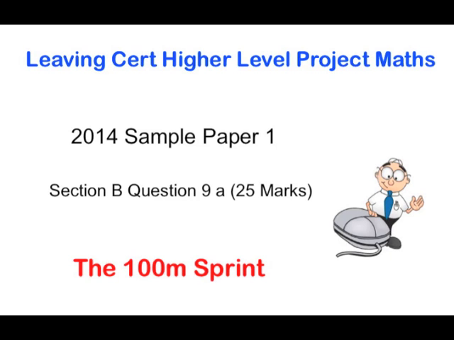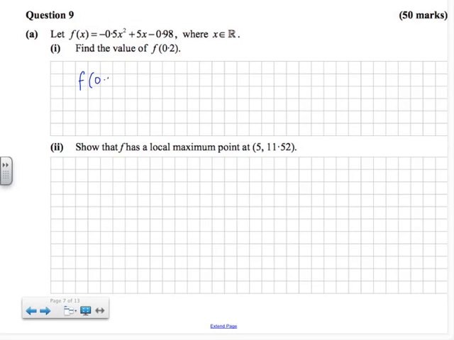This is a Leaving Cert higher level sample paper question from 2014. In the first part, we're just to evaluate f of 0.2. So we just sub in 0.2 for x. And when we do, we see the answer is 0.